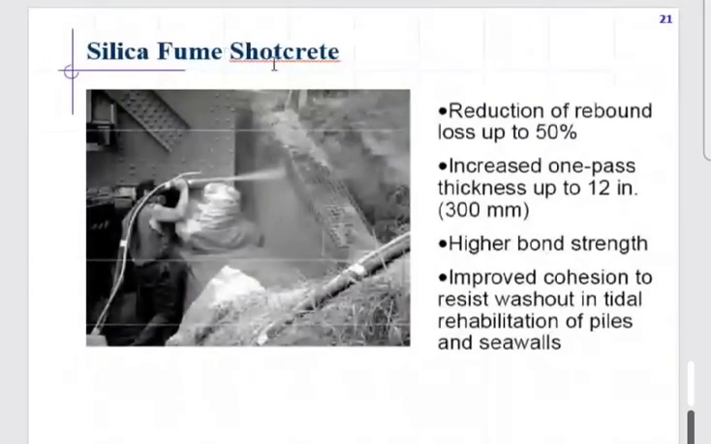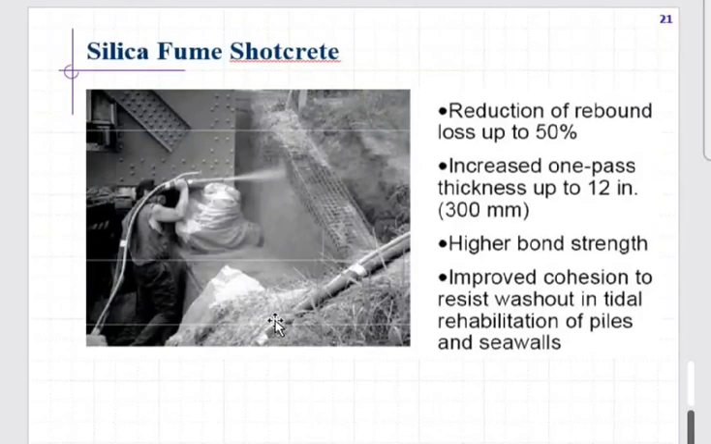Then silica fume shotcrete. So this silica fume shotcrete is actually shotcrete you see normally in internal lining, or in the structures which are normally exposed, where we need very early strength and early stiffening. So we use silica fume over there.